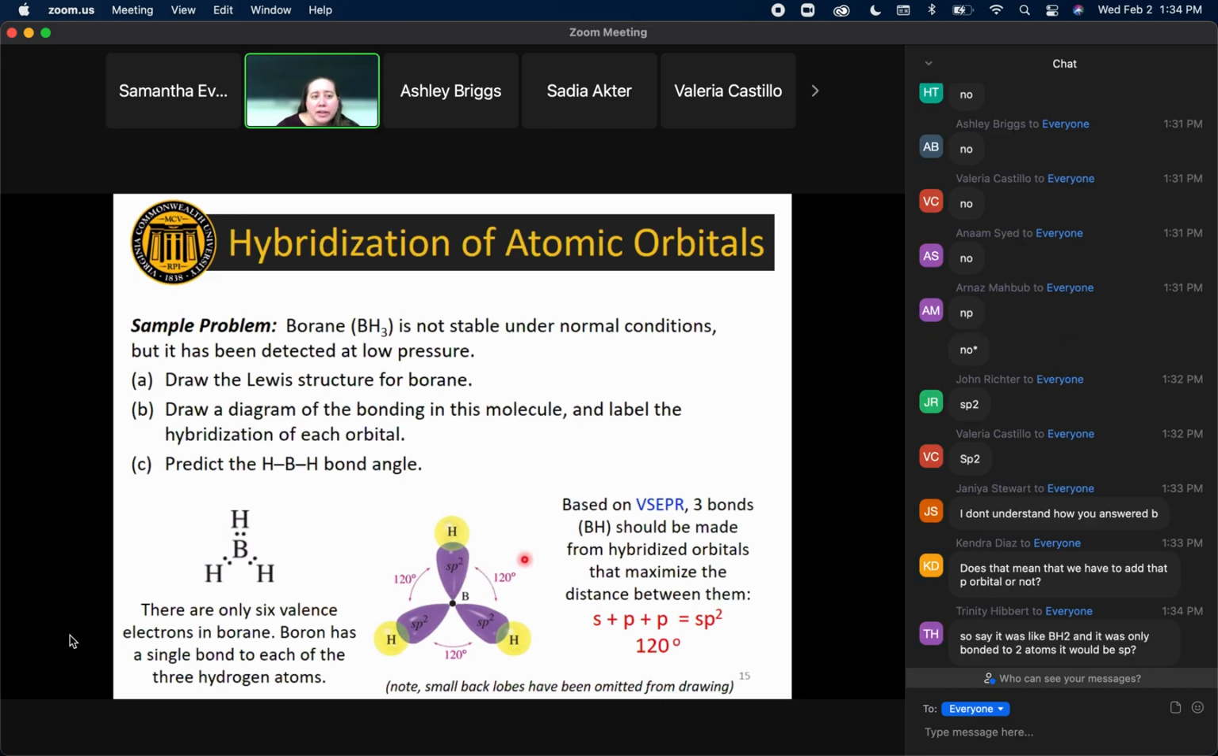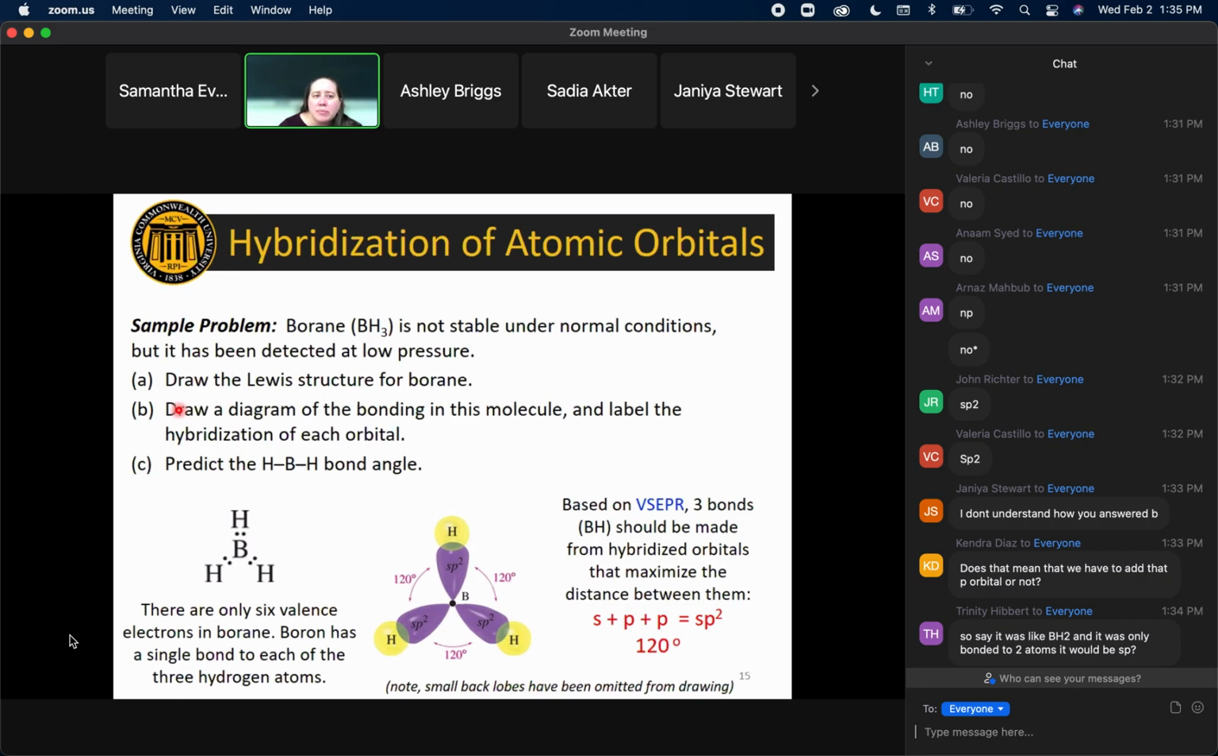But it's still there, right? It is still there. Okay, so someone's asked in the chat box, say it was BH2 and it was only bonded to 2 atoms, it would be sp. And the answer is it depends. So BH2 neutral, BH2 positive, we would need to know the total number of electrons in the system.